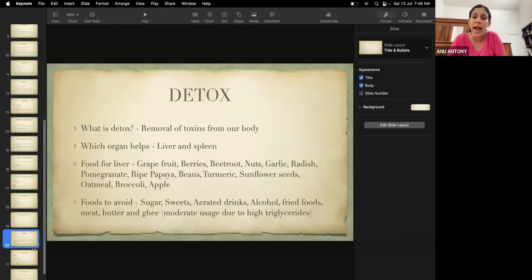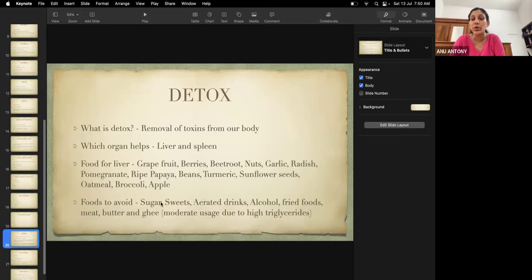The basic foods for liver and spleen health are grapefruit, berries, beetroot, nuts, any nuts you can choose, garlic, radish, pomegranate, fully ripe papaya, turmeric. Yes, turmeric powder included in your diet is helpful. Sunflower seeds, oatmeal, broccoli and apple. These are the foods for the liver. Rather than going for any detox drink, make sure that either one or two from this list is there in your diet, which helps proper liver function. Then only the detoxification process will be happening in your body.